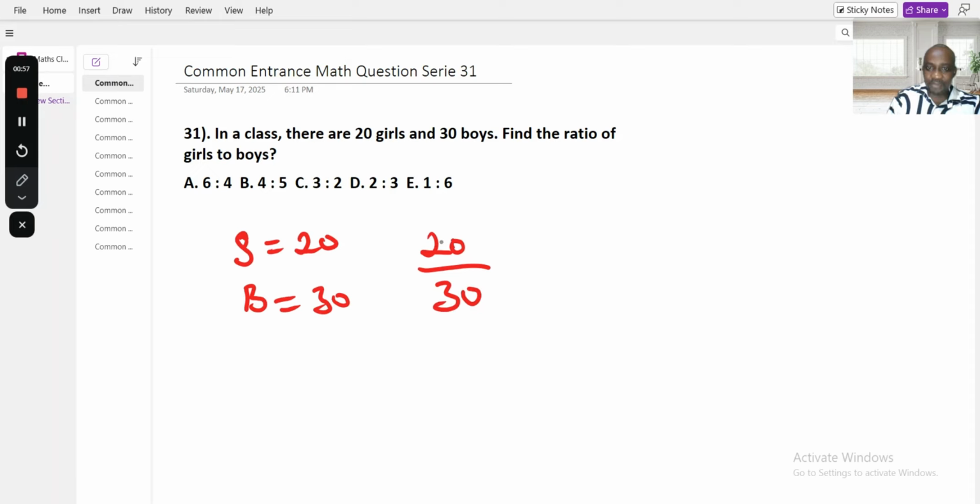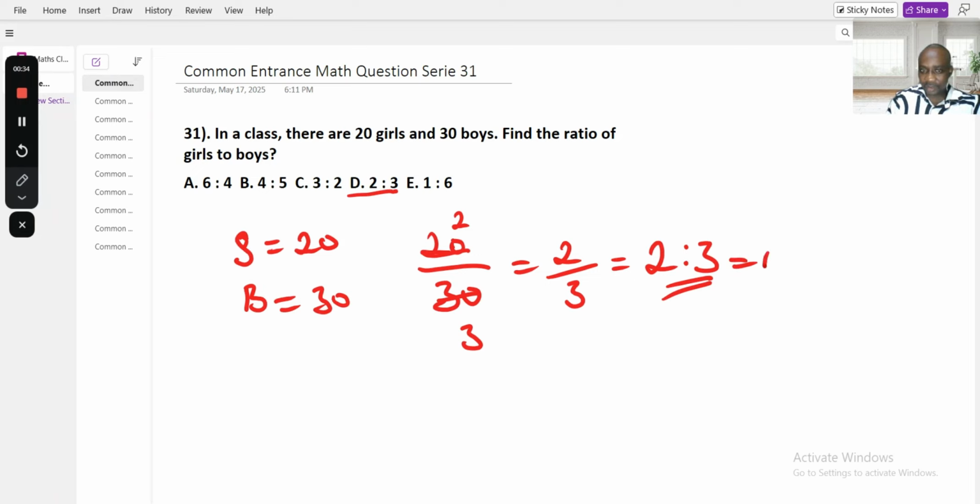What can divide 10? 10 in 20 is 2. How many 10 can we see in 30? 3. Therefore, the ratio of girls to boys is 2/3, or let's write it as a ratio, 2 to 3. Do you have 2 and 3 here? Yes, number D. That's our final answer. Let's move to the next question.